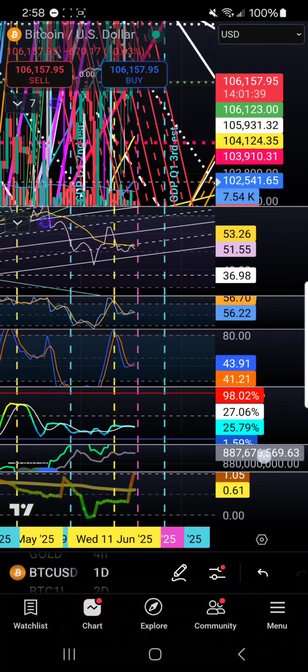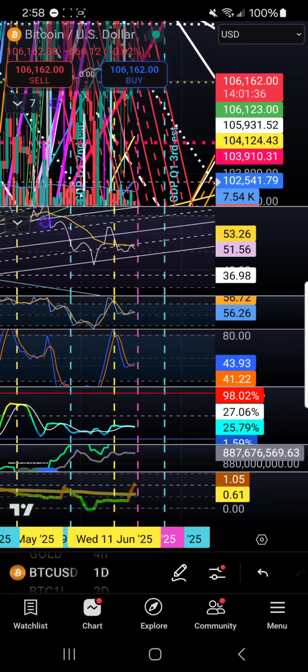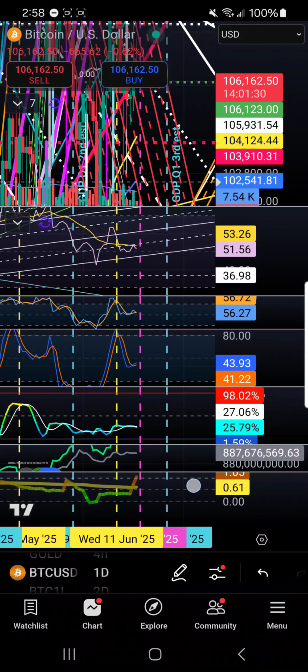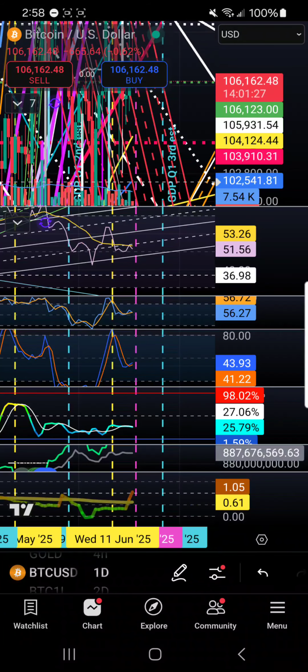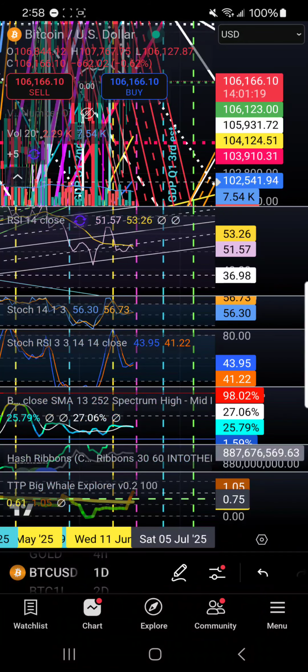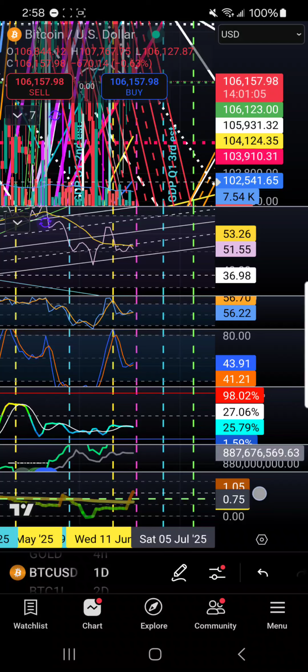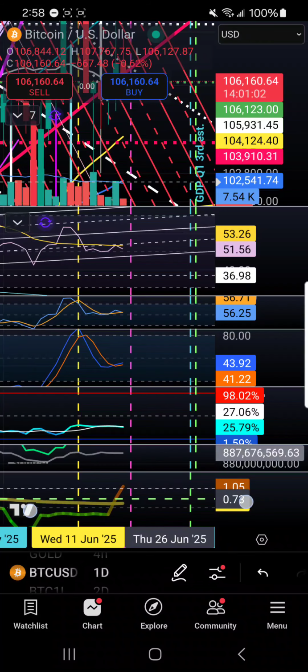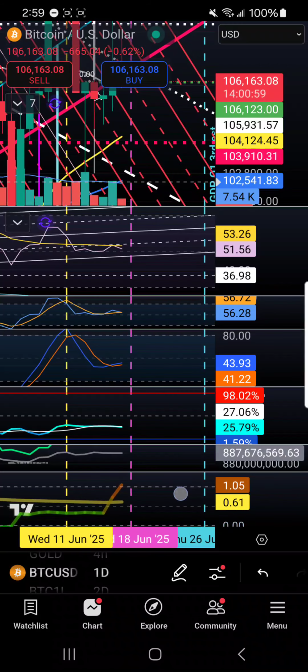Okay, well, it's not that bad on the daily, and it could be a fake out, or it could be what I'm talking about. I got this from the Parrot guy. This is the bull market. Well, let's see what it's called. The Big Whale Explorer. TTP. The TTP Big Whale Explorer. And it indicates on the daily time frame when whales are moving to the exchanges.